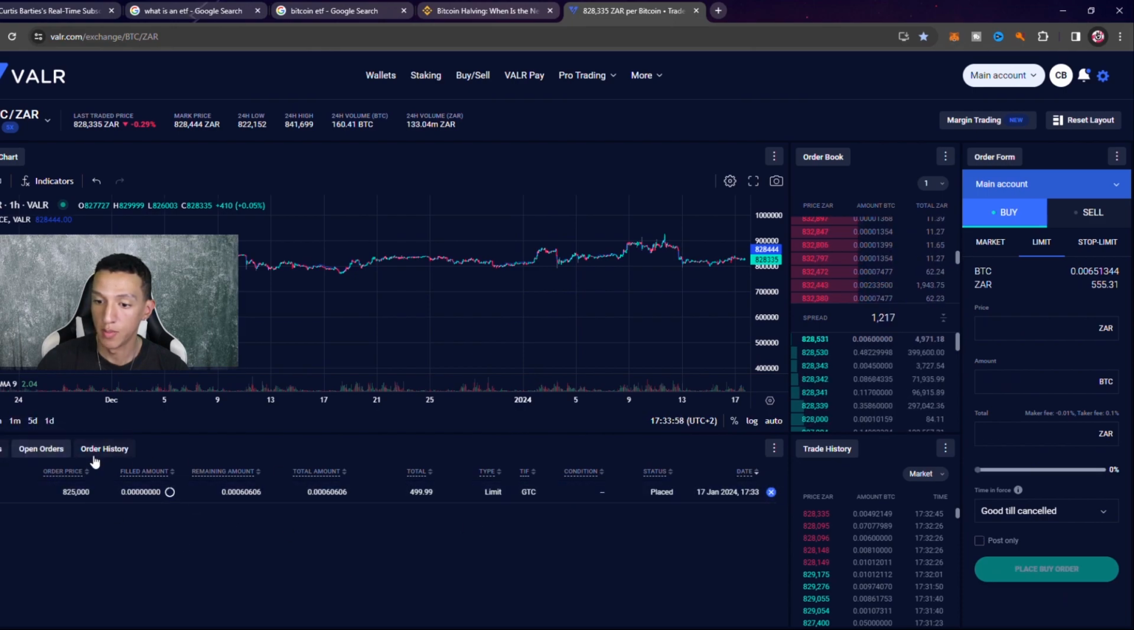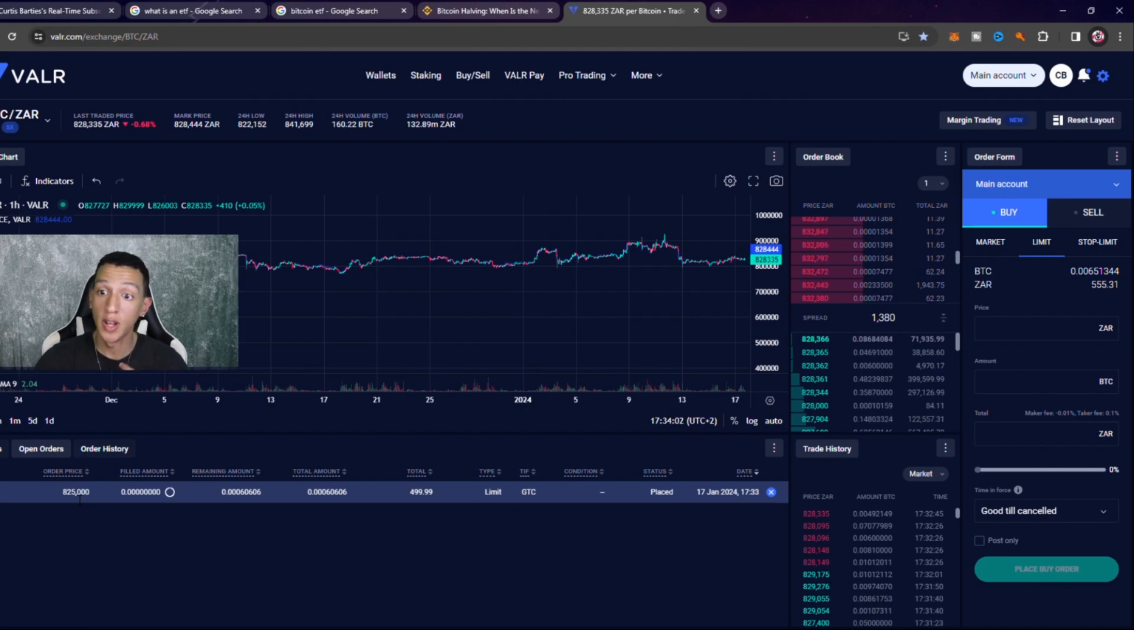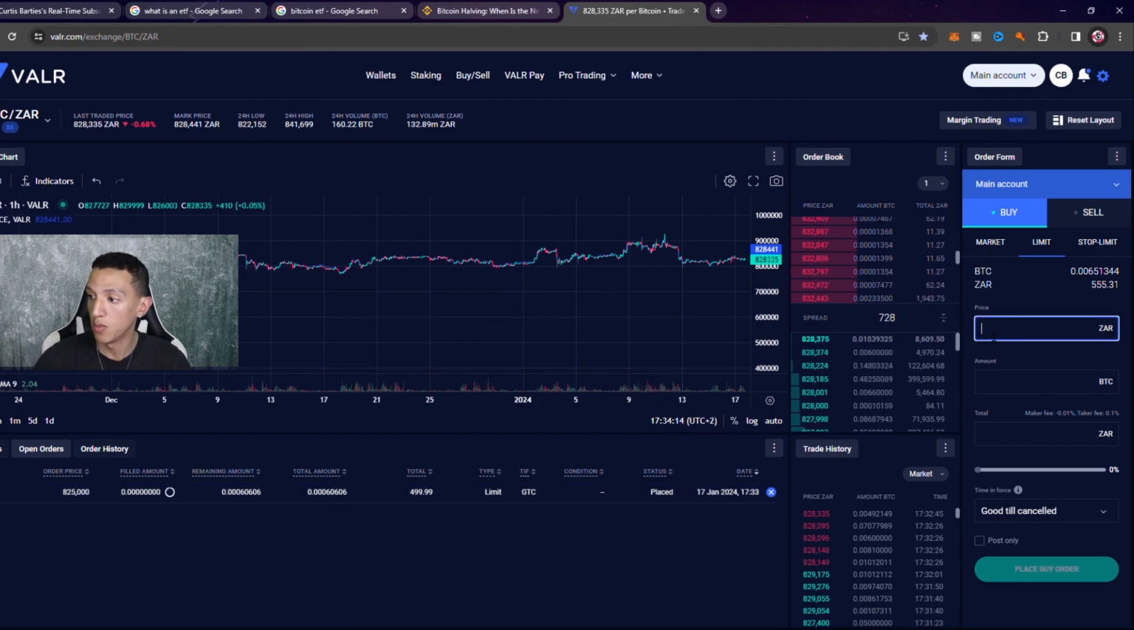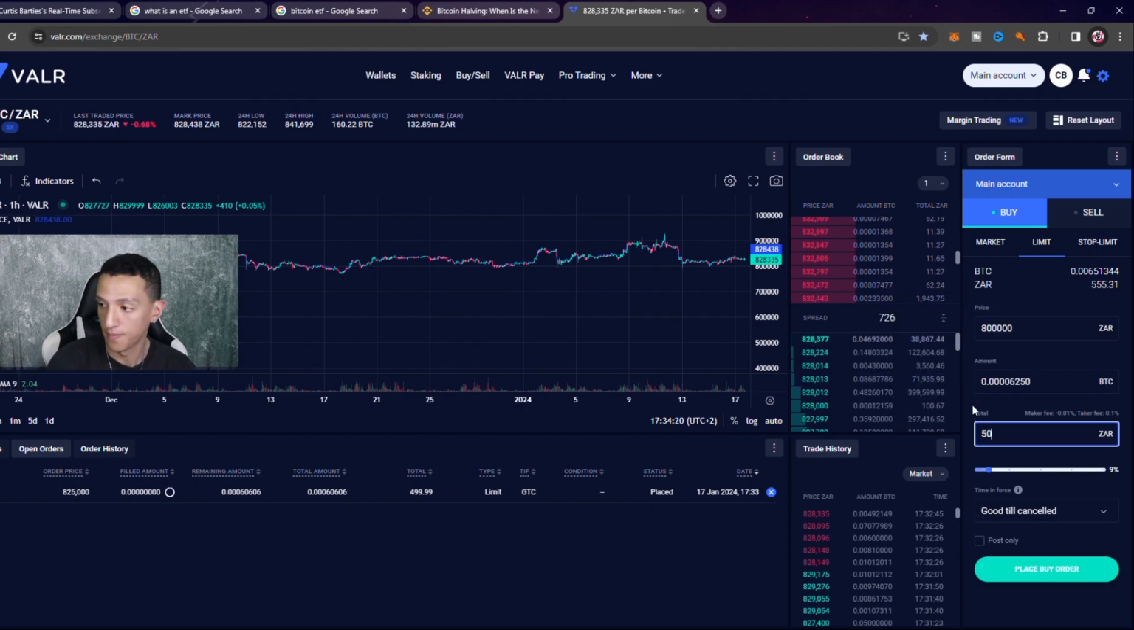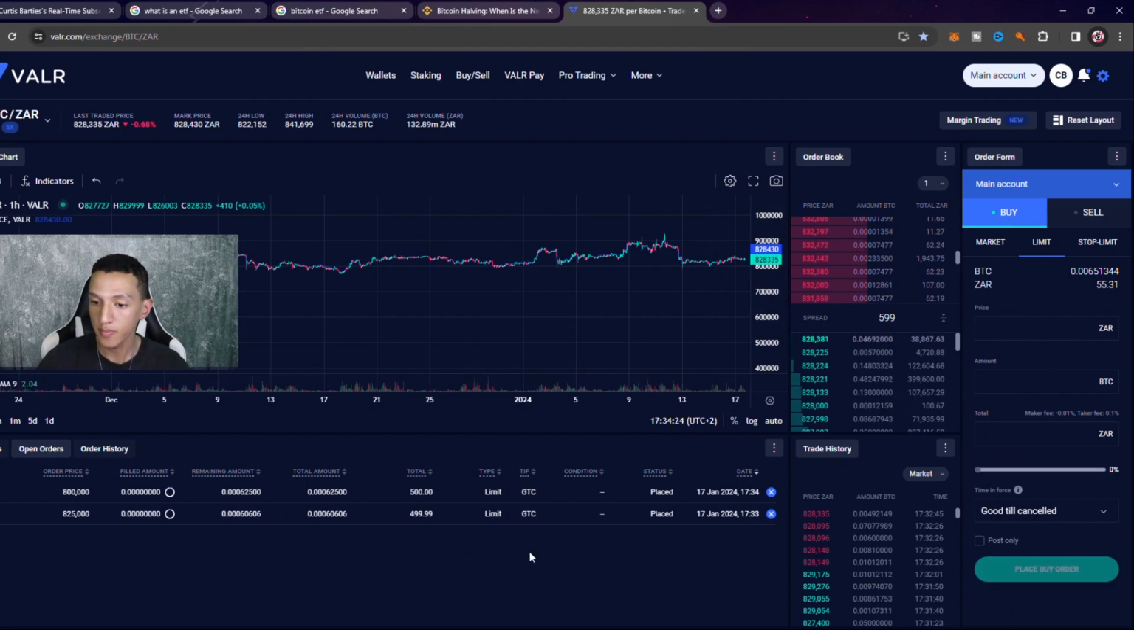As you can see, there at the bottom is 825. So basically I'll only buy Bitcoin when the price hits 825, and I'll buy 500 Rand, or 0.606 worth of BTC, only when it hits that. There are no fees involved with doing a limit, because you're basically being a maker in the market. So we'll place another one. We'll place a buy at 800,000. 1, 2, 3, 4, and we'll buy another 500. There we go, and let's place the buy order. And there we go. So now we have 2 buy orders.